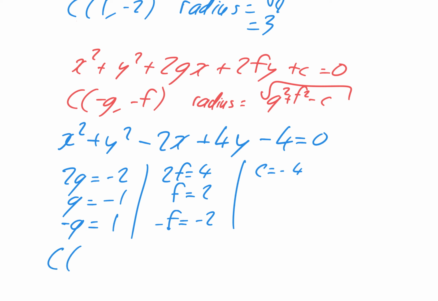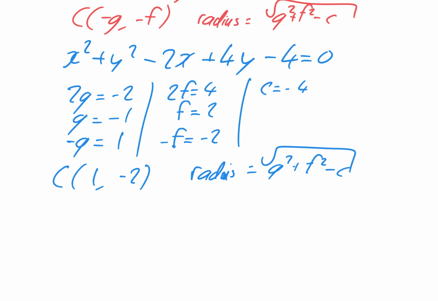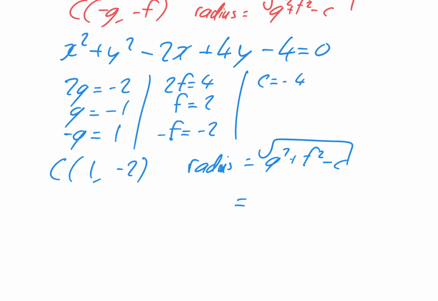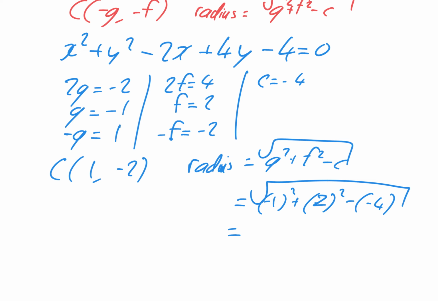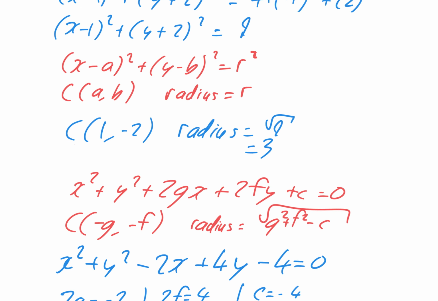So the center is minus g, minus f. So 1, minus 2. And the radius, I'm just going to write that down again. It's the square root of g squared plus f squared minus c. So in this case, my g was minus 1 squared, plus my f, which was positive 2 squared, and then minus my c, which was minus 4. And if you did that out, you would get 1 plus 4 plus 4, which is root 9, the square root of 9, which is 3 again. So you can see you've got the same answers as you had doing it a different way.